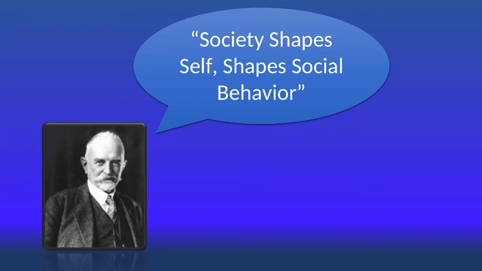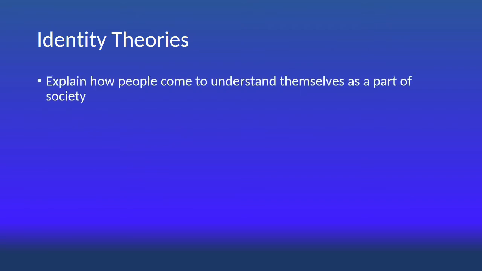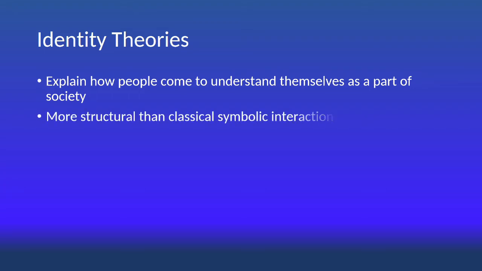In this video, we're going to look at identity theories, which elaborate on those ideas and explain how people come to understand themselves as a part of society or as a part of social interactions. These theories depart from classical symbolic interaction in an important way. They incorporate social structure into their explanations of how people understand themselves.